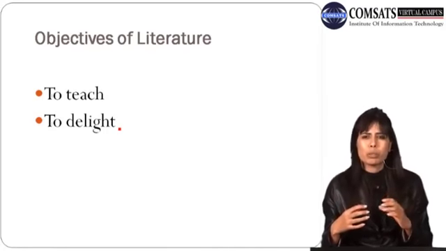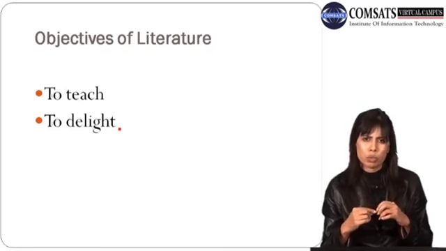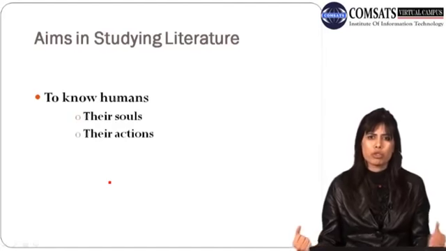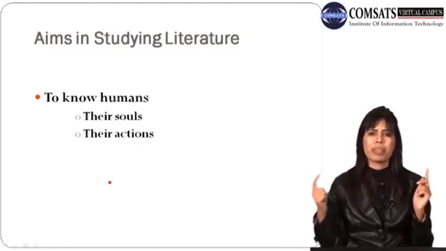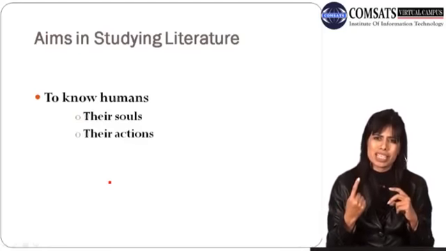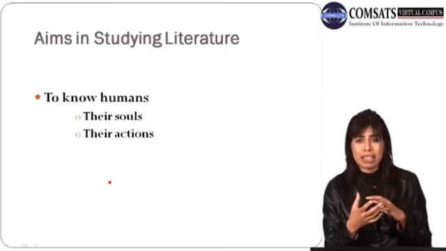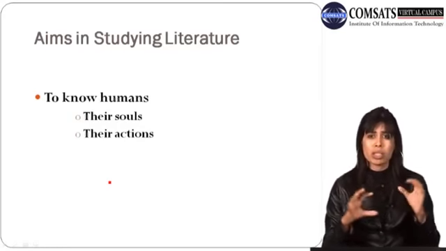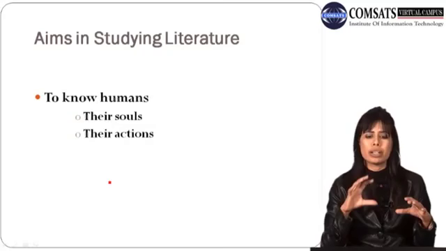But apparently when we discuss the objectives of literature, there are two purposes. One is to teach and the other is to delight. This is for pleasure purposes. What are the aims in studying literature? This is to know about human beings, their souls, their actions, in any particular era. Through characterization, we talk about certain human beings. We like some characters, we do not like others, sometimes we hate characters as well. So what is this? That is the representation of reality in terms of literature, in terms of written words.